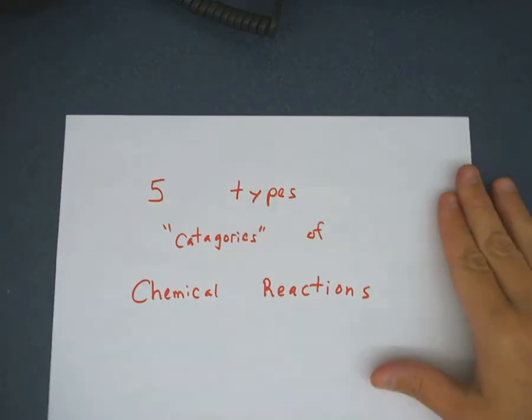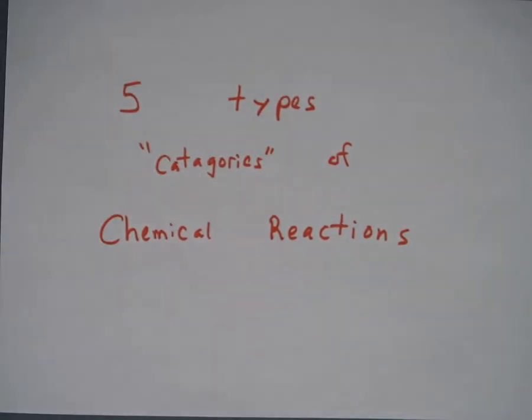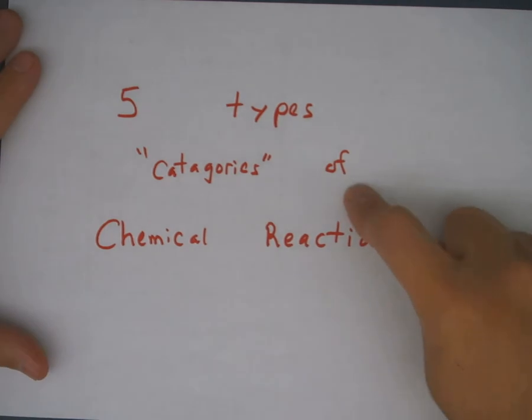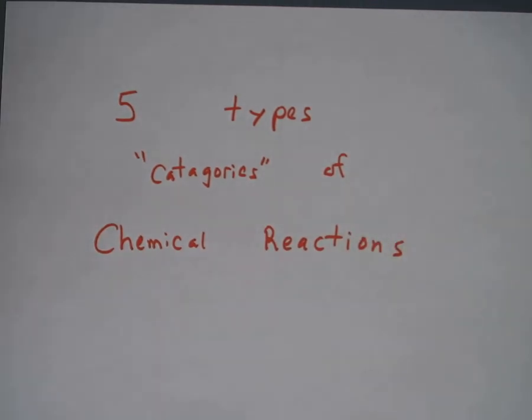All right, so let's start our notes today. Today's notes are on the 5 types of chemical reactions. You should write down each title of the type, maybe write down a little bit of information given about those and a couple examples.